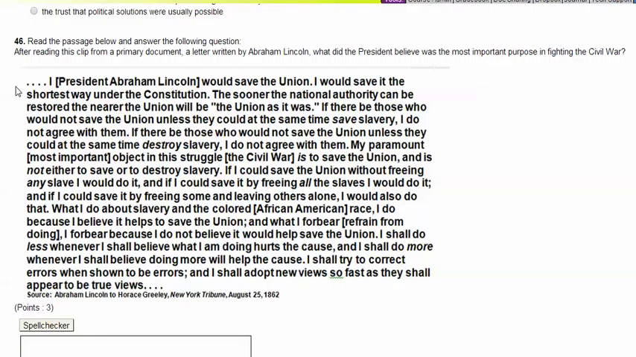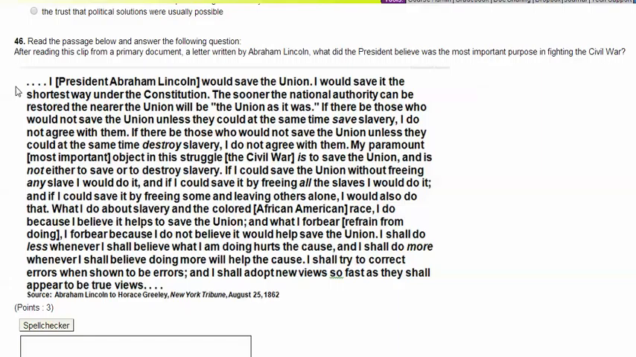My paramount or most important object in this struggle is to save the Union, and is not either to save or to destroy slavery. If I could save the Union without freeing any slave, I would do it. And if I could save it by freeing all the slaves, I would do it. And if I could save it by freeing some and leaving others alone, I would also do that. What I do about slavery and the colored race, I do because I believe it helps to save the Union. And what I forbear because I do not believe it would help save the Union.